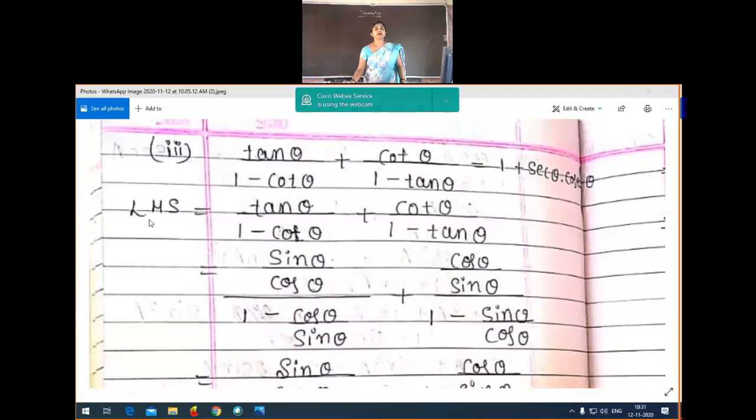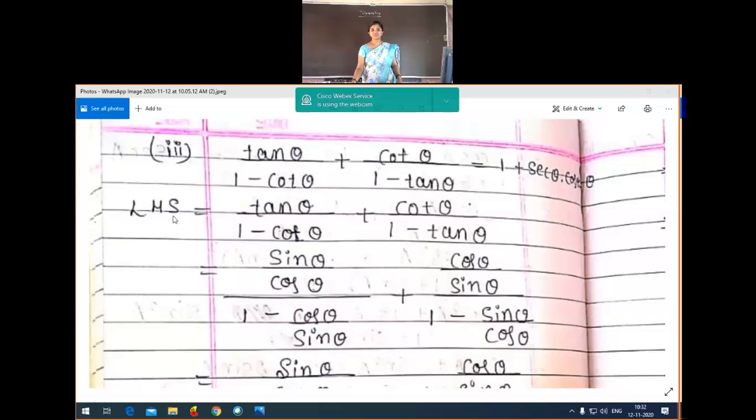Again here also we have to take the problem with the LHS part only. But in this problem, in the textbook they have given one hint. You just observe that hint. Write the expression in terms of sin theta and cos theta. So they have given the hint in the form of sin theta and cos theta. So we'll use that hint.